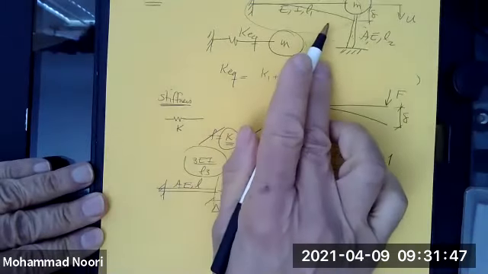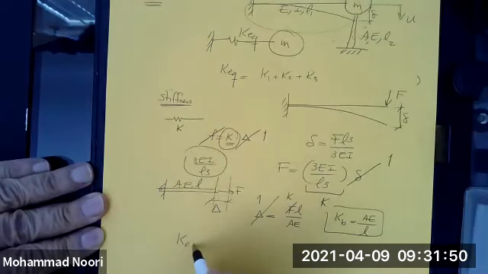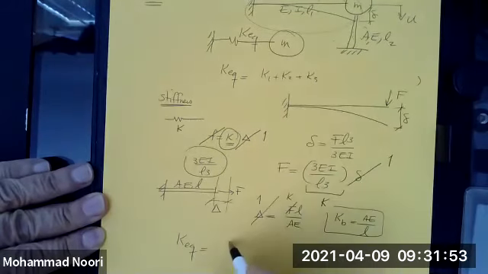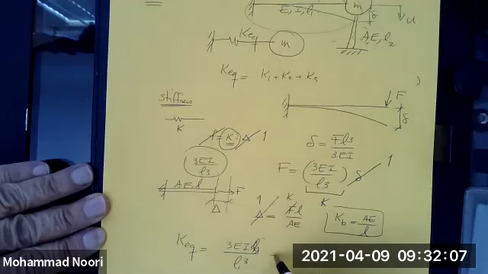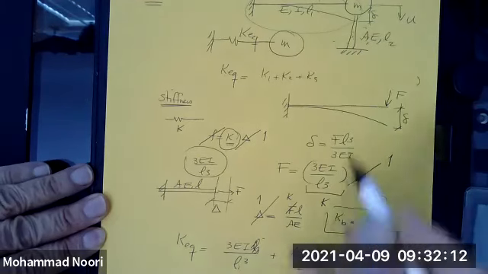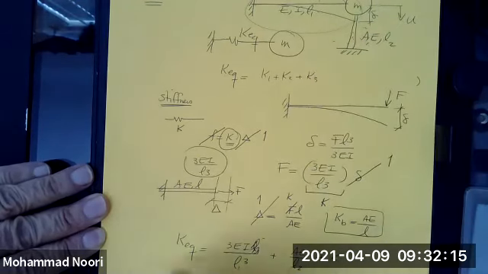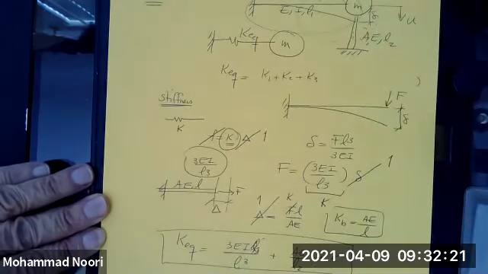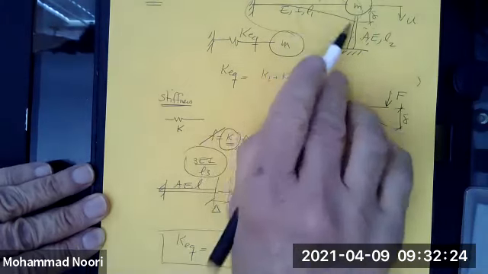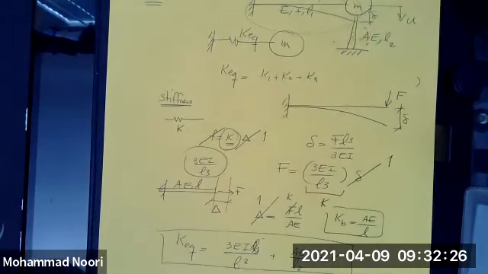So in this case, the stiffness of the system would be, for that beam, 3EI over L1 cubed. For this bar, it is AE over L2. And for this spring, of course, that was given. So you can replace all of these with a single spring and not be fooled by the geometric configuration.